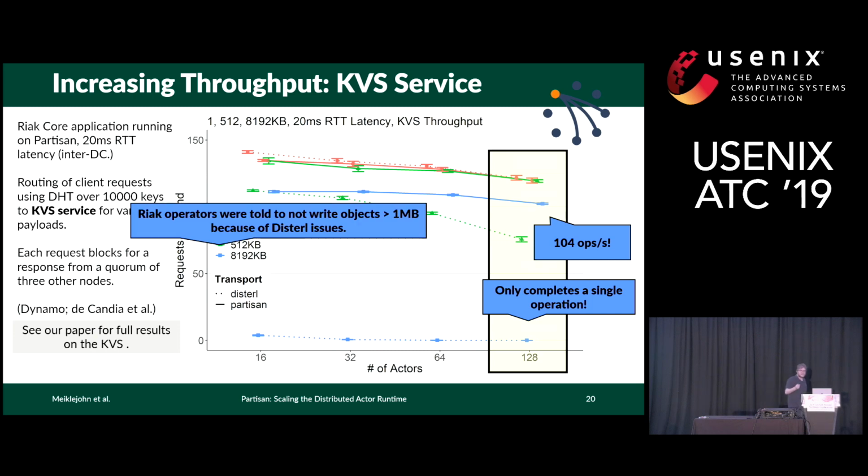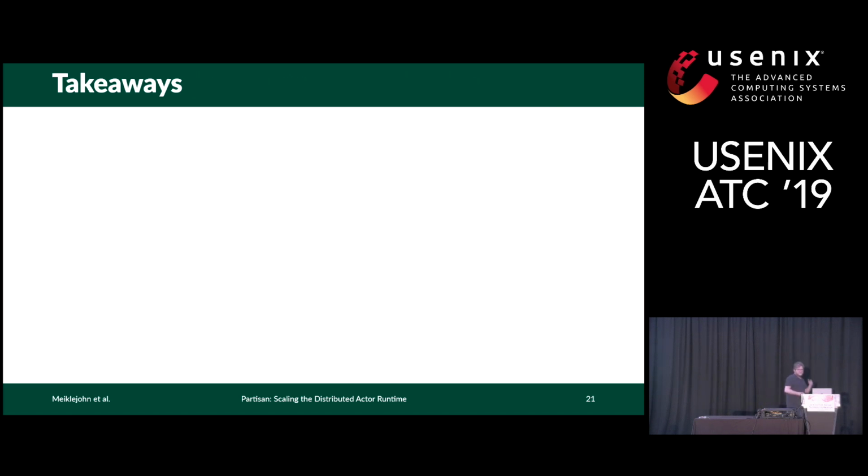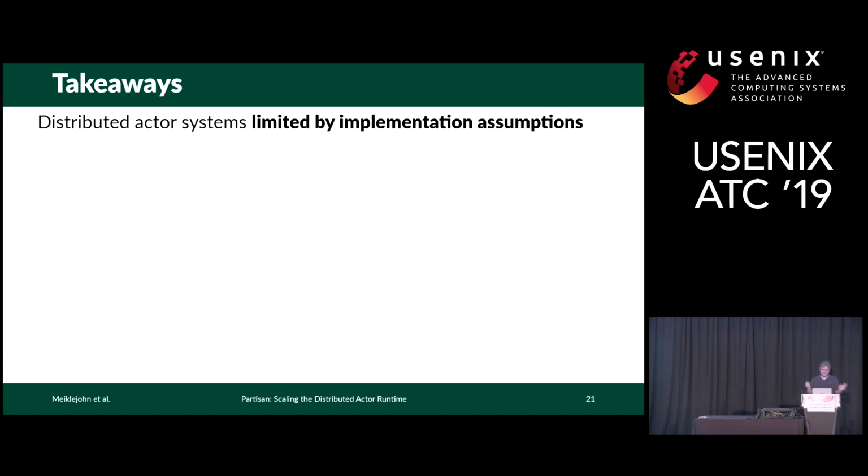This is an interesting result because Riak operators were, anecdotally, told in the documentation, which is still online, you can go look at it, not to store objects in this database greater than 1 meg because you'll kill the throughput of the system. You'll actually crash the performance because the network carrier will collapse. All right, so to conclude, distributed actor systems have typically been limited by implementation assumptions. They have not been limited by the programming model. As we saw, it's just sending messages.